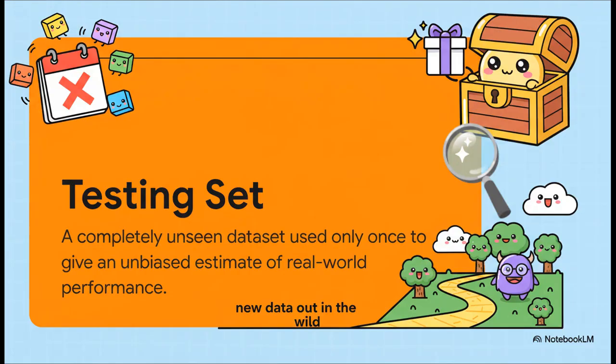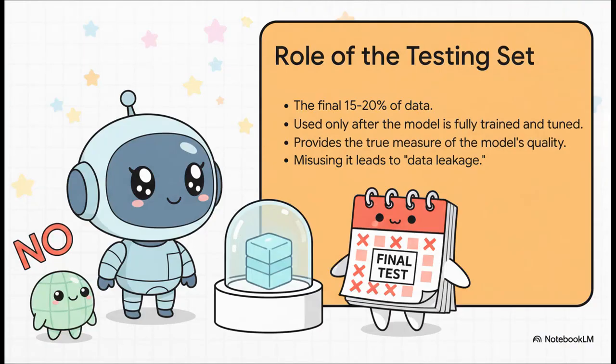Now this data set, you have to treat it as sacred. It is completely new. It has been locked away in a vault this whole time. And this is the most important part. You only use it once, at the very, very end. This is the only way we can get a truly unbiased, honest look at how our model will do out in the real world. This last little slice of data is our moment of truth.